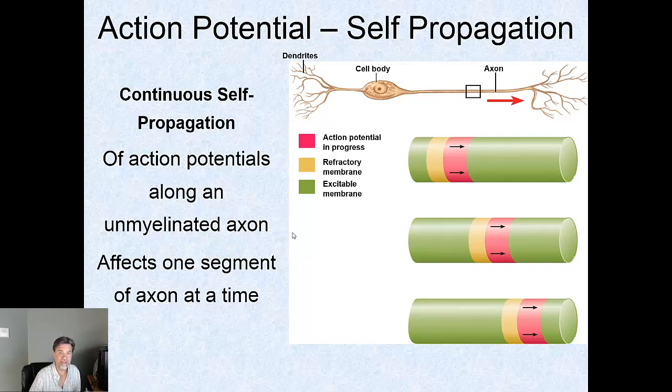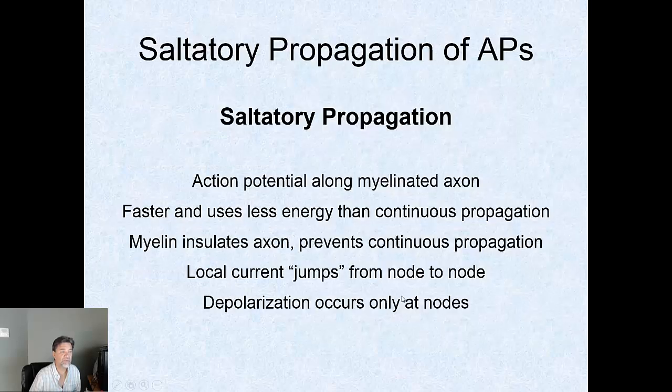Now, what about myelinated axons? Well, myelinated axons use a type of propagation that isn't continuous. It's called saltatory, and you can think of it as jumping propagation. It's going to jump from node to node. And so it uses less energy. It's much faster. The rates get up to incredible speeds. We're talking about 120 meters per second. That's incredibly rapid. Think of, you're less than 2 meters, and something able to travel 120 meters per second is very impressive.